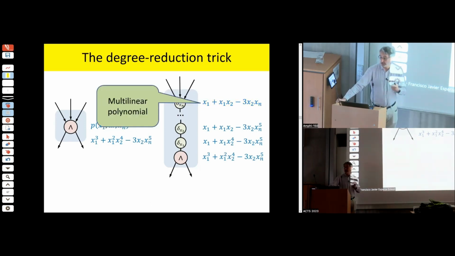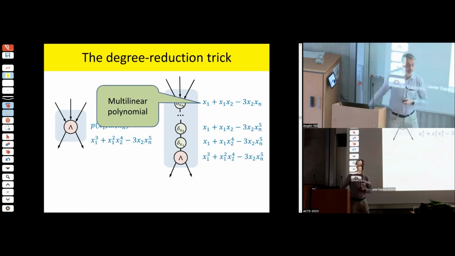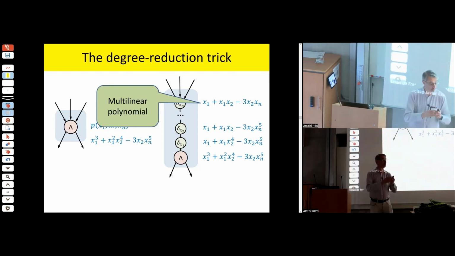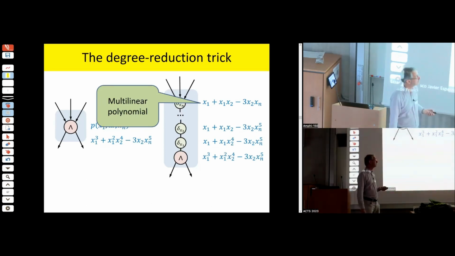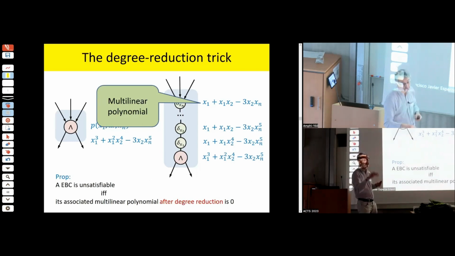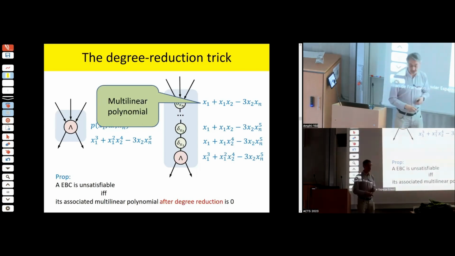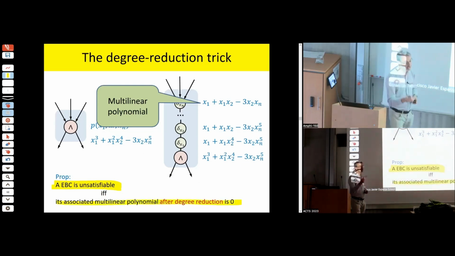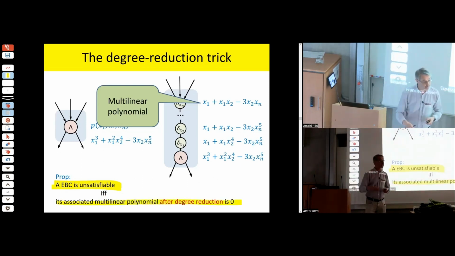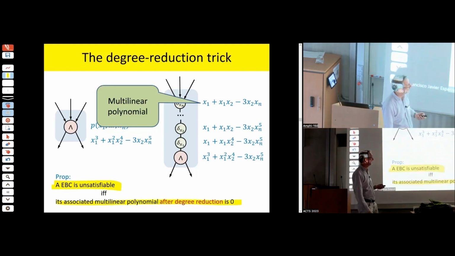Okay? So this is what we call a multilinear polynomial, right? A multivariate polynomial where all variables have exponent 1. Well, or 0, if you want. It could be in a monomial, you don't have to have all variables. So you still keep the property that the extended Boolean circuit is unsatisfiable if and only if its associated polynomial after degree reduction is 0.